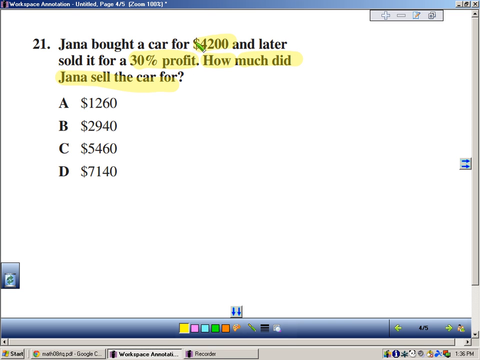Well, we know that she made a profit, and the word profit means that you're going to make money. So if you bought a car for $4,200, in order to make money, you have to sell it for more than $4,200, right? So how much more did she sell the car for? What was the total amount? And so let's again key on the idea that we're taking a percent of a number. So we're going to find 30% of $4,200. That's the key, guys, on all of these questions.